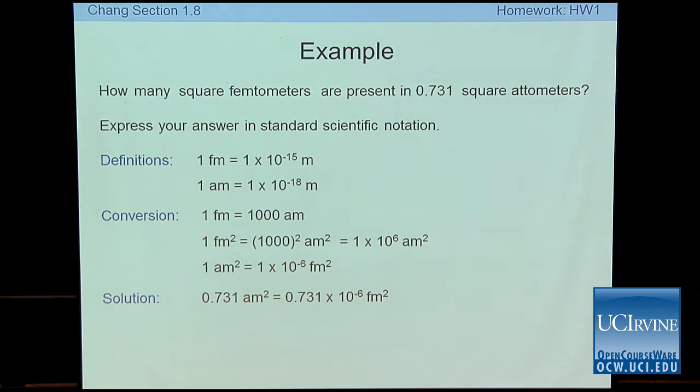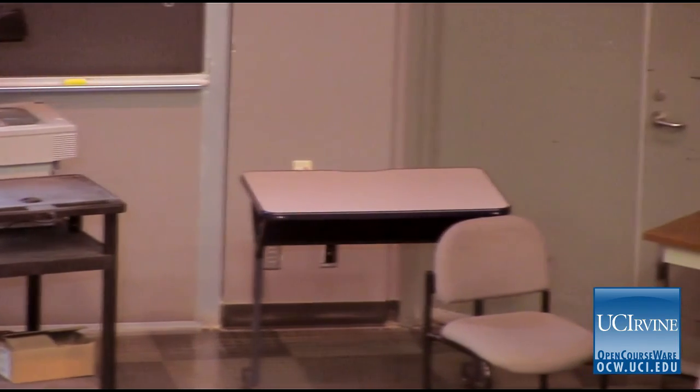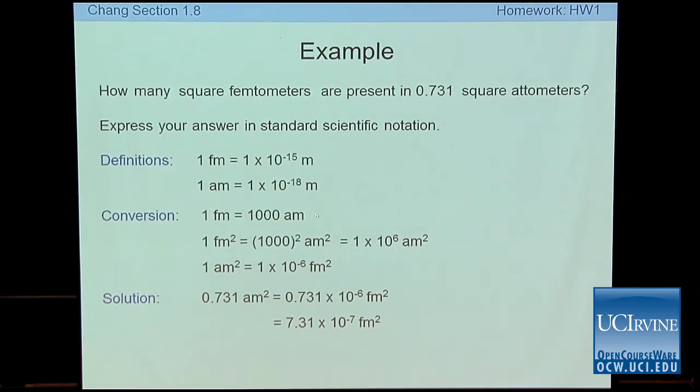I can rewrite it a little bit because I can shift over this decimal point to the right by 1 step, which means that the answer is now the following. 7.31 times 10 to the minus 7, because I shifted over the decimal point 1 step, it becomes minus 7. Femtometer squared is the final answer. So, this is an important example where we deal with square units. Don't be afraid of them. They follow exactly this procedure. You square the whole thing that is included in the relation between the two units.